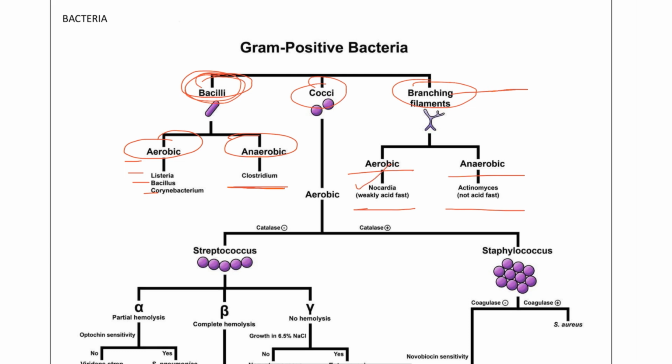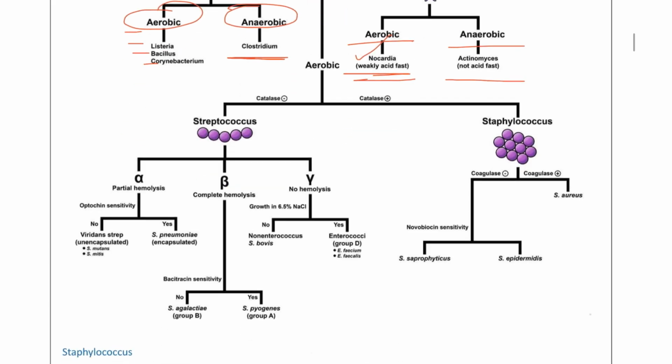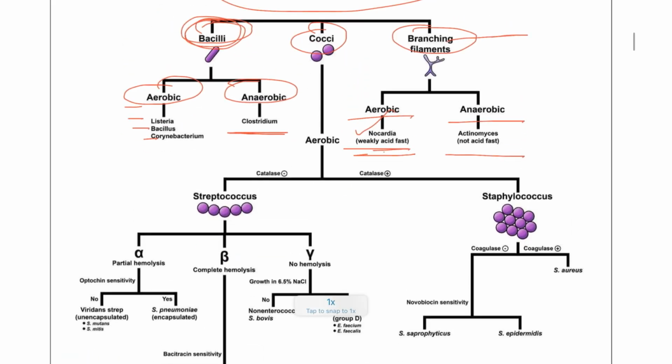Another important point that you have to remember: Nocardia is weakly acid fast, even though it is a gram-positive bacteria. Next, when you are classifying the cocci, mostly all are aerobic. You have to do the catalase test. If the catalase test is positive, those are the Staphylococcus. If the catalase test is negative, those are the Streptococcus.